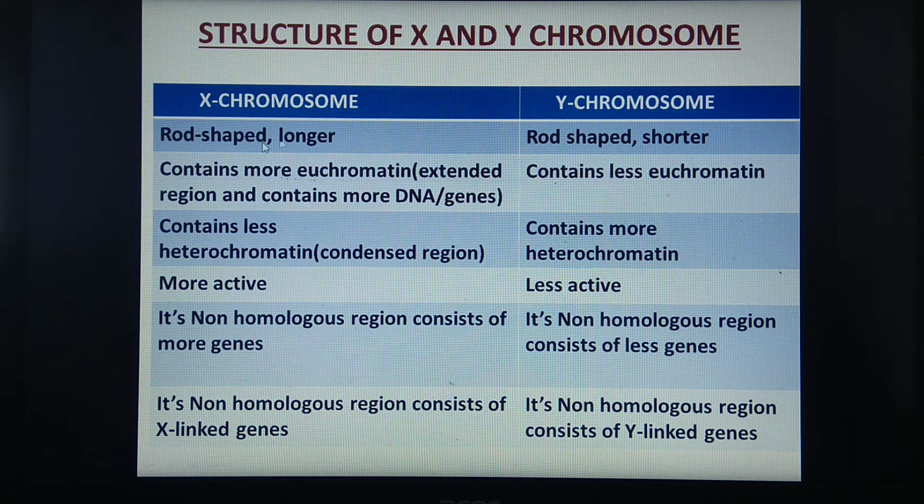As we have seen in the diagram, X chromosome is rod-shaped, Y chromosome is also rod-shaped. What is the difference? X chromosome is longer and Y chromosome is shorter. Second difference is that X chromosome contains more euchromatin, that is the extended region, and contains more DNA or genes, and in case of Y chromosome it contains less euchromatin. What's the meaning of euchromatin and heterochromatin? We will see that diagrammatically.